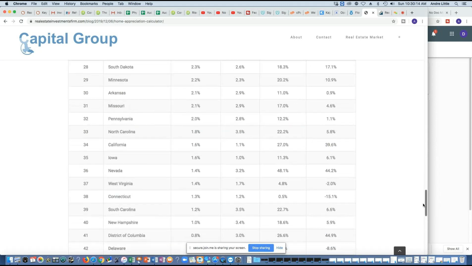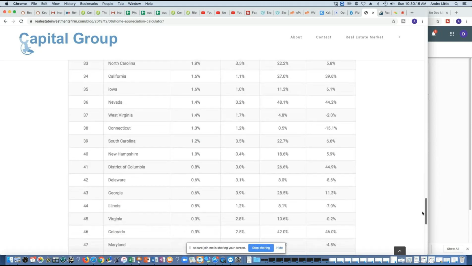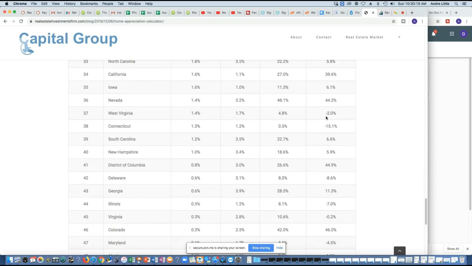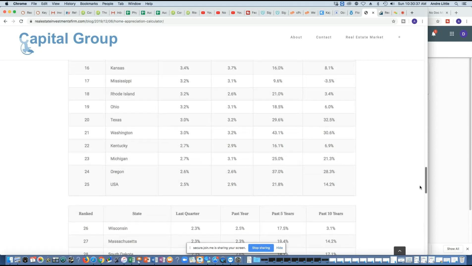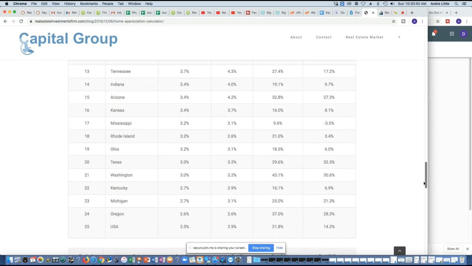Let's go a little further down. Connecticut, minus 15.1%. West Virginia, minus 2%. Delaware, minus 8%. Illinois, minus 7%. Maryland, minus 4.5%. And of course, Puerto Rico, you definitely don't want to invest there, minus 36.6%. So you cannot invest in real estate on what you hear on the news, on national or local news, about the data here. It's skewed. You cannot do that. Real estate must be invested in a local market, and it's got to be off of local data.